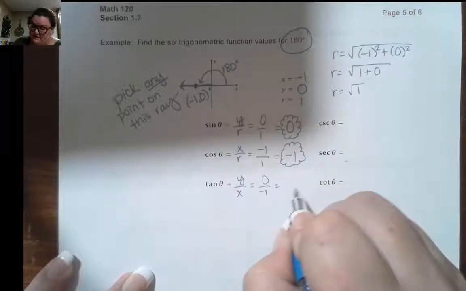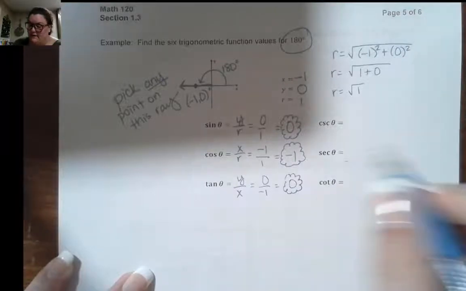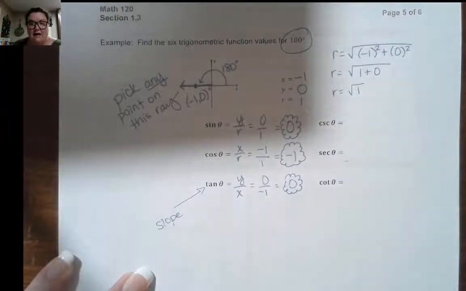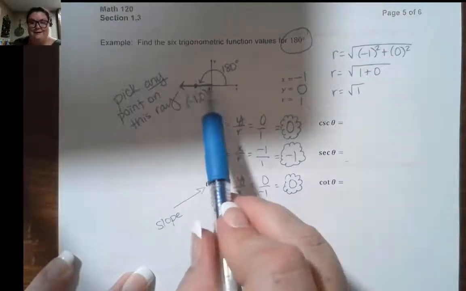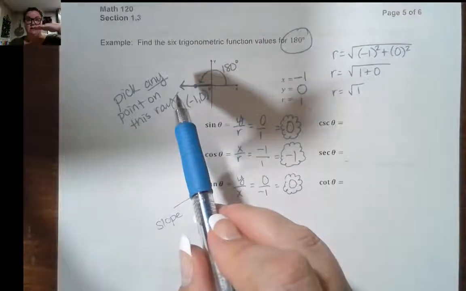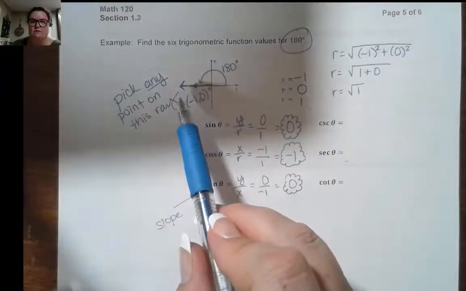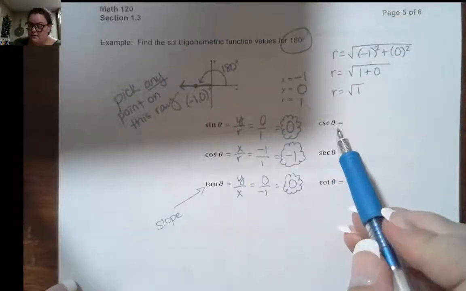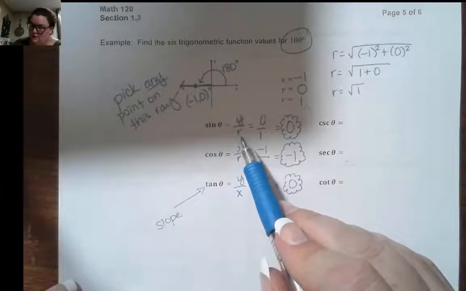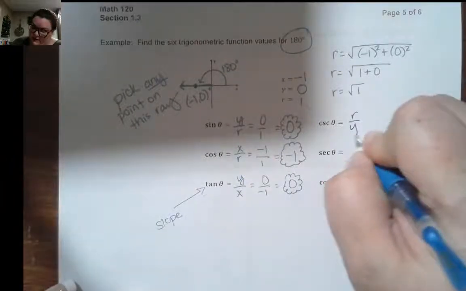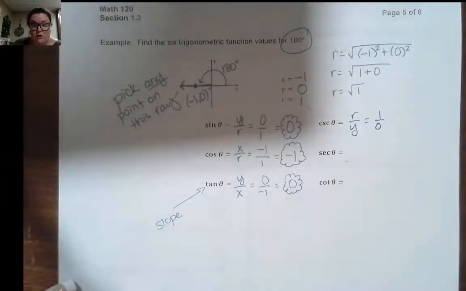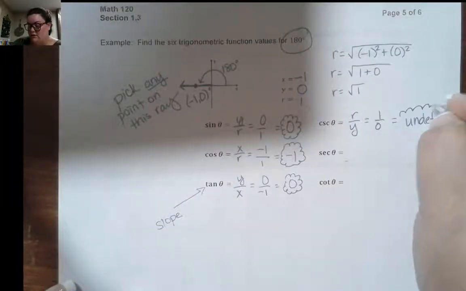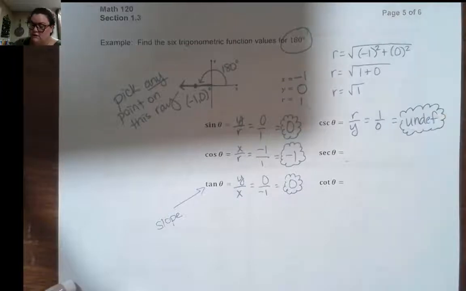So we have a 0, which makes total sense, because this represents the slope of our terminal line. Notice here our terminal line is a horizontal line, and horizontal lines have 0 slope. Cosecant theta is the reciprocal of sine, so that's r over y. So 1 over 0, which ends up being undefined. The 0 is underneath, so it's undefined.